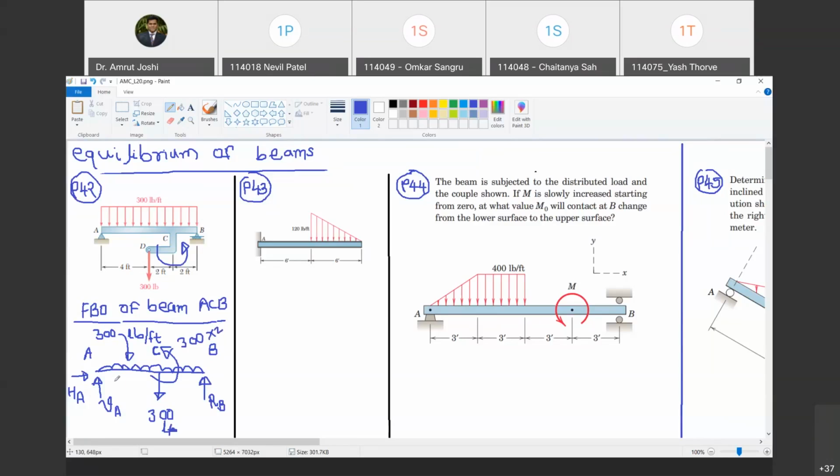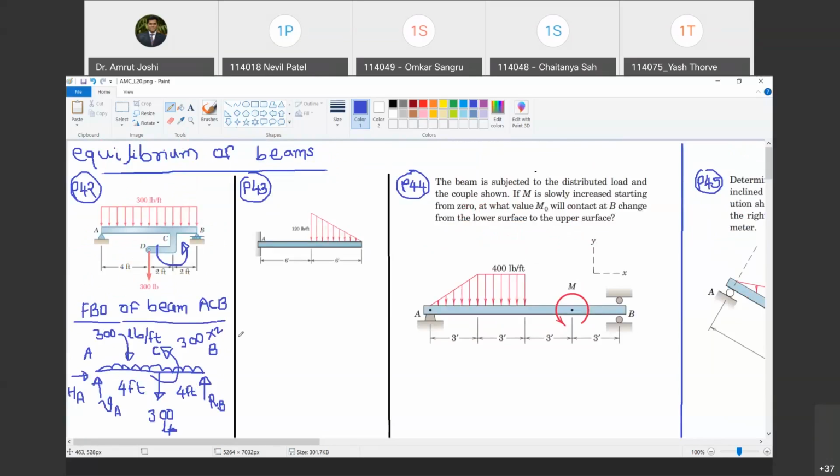Yes, sir. And now this free body diagram is not yet complete because I have not shown the distances. So this is 4 feet. And what is the distance between point C and B? It is also 4, 2 feet. No, sorry. Between C and B, it is 4 feet.